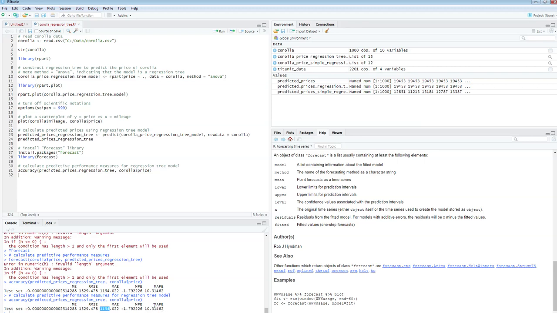MAPE, reminder, is mean absolute percent error. We calculate that as an average percentage that my errors represent out of the actual value, right? So the interpretation of this number is that on average I'm making a 10.3% error. Each time I predict the price, I'm off from the actual by about 10.3%. So these are the accuracy measures for my regression tree model.